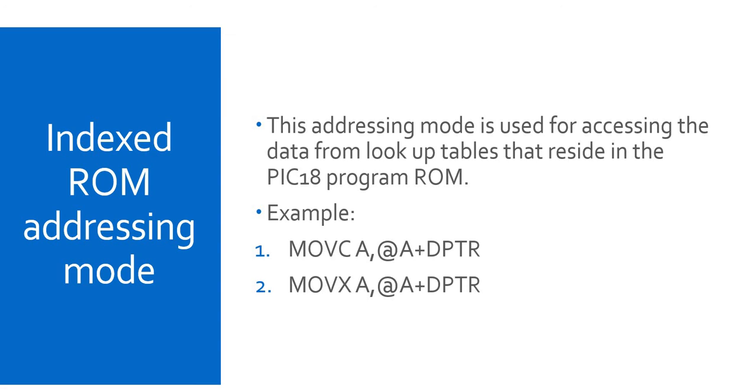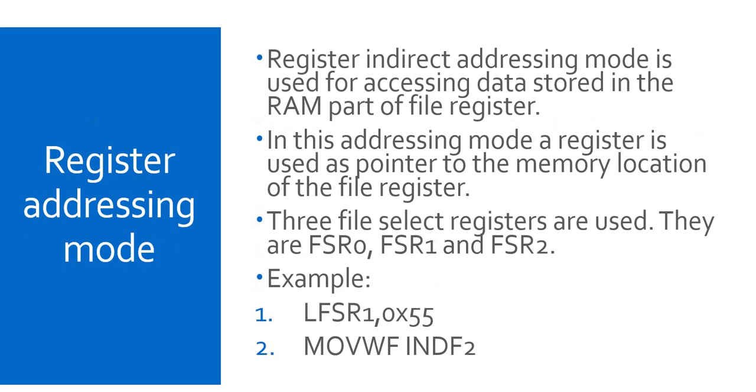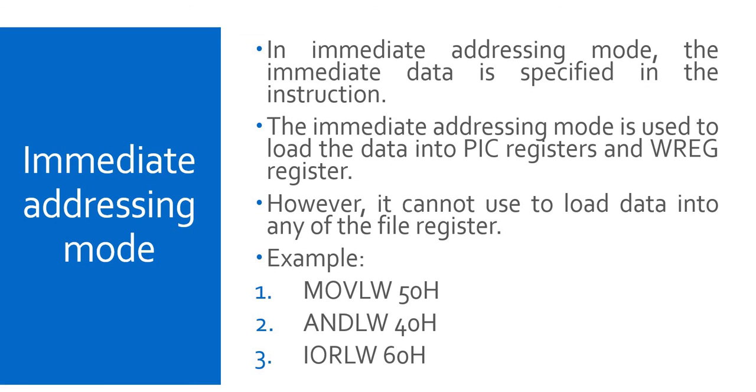So we'll have a quick revision. What were the addressing modes in the PIC18 microcontroller? First one is your immediate addressing mode. Here the letter L defines whether the data provided in the instruction is data or an address. That L letter in the instruction denotes that it is an immediate addressing mode.